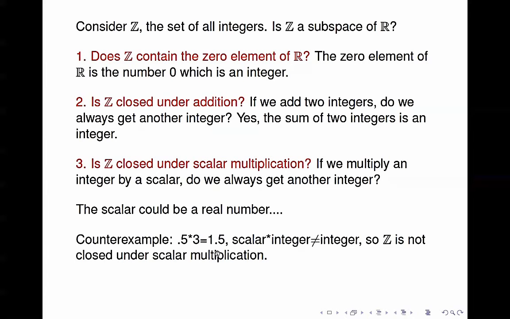And here's an example. If I multiply 0.5, there's my scalar, times 3, my integer, I get 1.5. 1.5 is not an integer. So here's a scalar times my integer, and I don't get another integer. And so therefore Z is not closed under scalar multiplication, and therefore it's not a subspace of the real numbers.